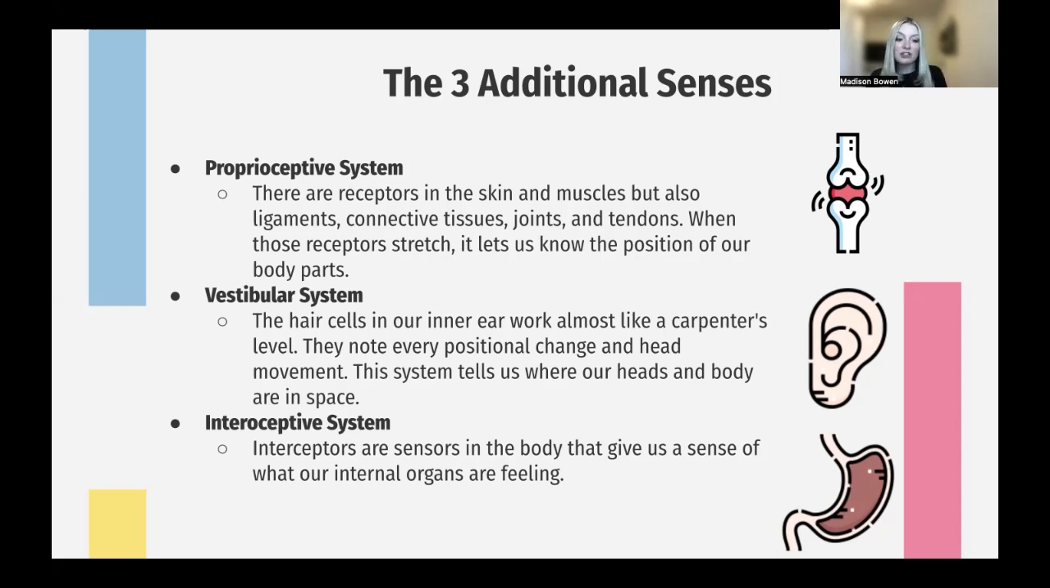Next is our vestibular system. The hair cells in our inner ear work almost like a carpenter's level. They note every positional change and head movement. The system tells us where our heads and our body are in space. So, this is a system that lets us know if we're moving, if we're running, and sensing how fast we're running or moving or walking. And lastly, interoceptive system. So there's interoceptors in our body that give us a sense of what our internal organs are feeling. So knowing that our stomach is growling and that we're hungry.